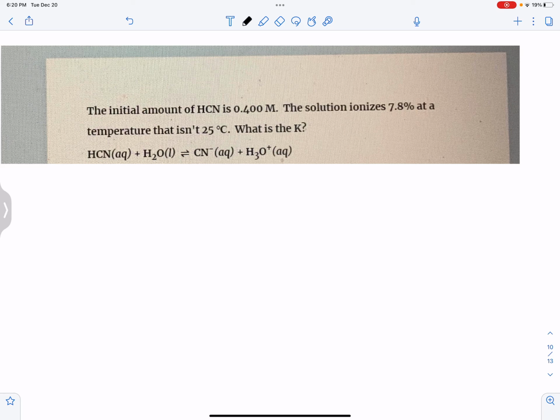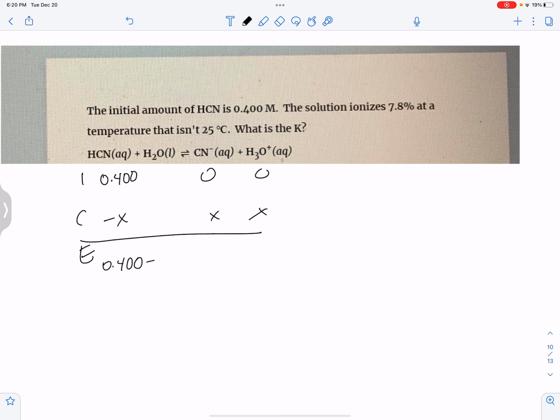So again, remember, you can't just look up the K because it's not 25. So we've got our ICE chart right here. This is 0.400. I don't have any of that or that. Minus x, x, x. 0.400 minus x, x, and x. Don't forget your K expression.